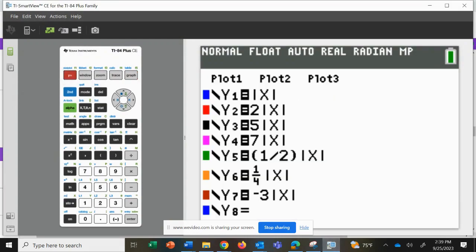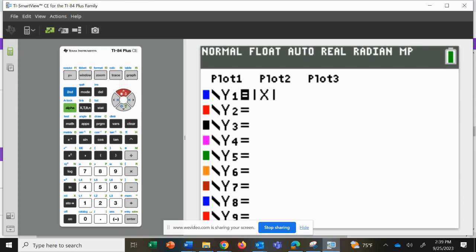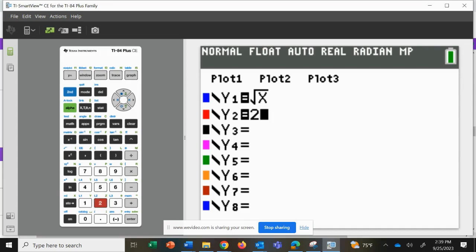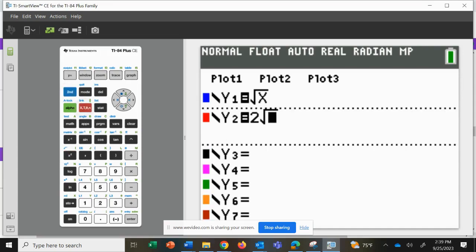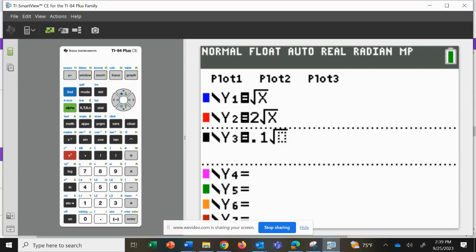Go back and just clear out all of this. Let's do square root of x. And then let's put a number on the outside of the square root of x. I'm going to pick a number that is greater than 1. And then I'm going to do a number that is in between 0 and 1. So how about 0.1 square root x? According to the rules, I have a vertical stretch and a vertical shrink.